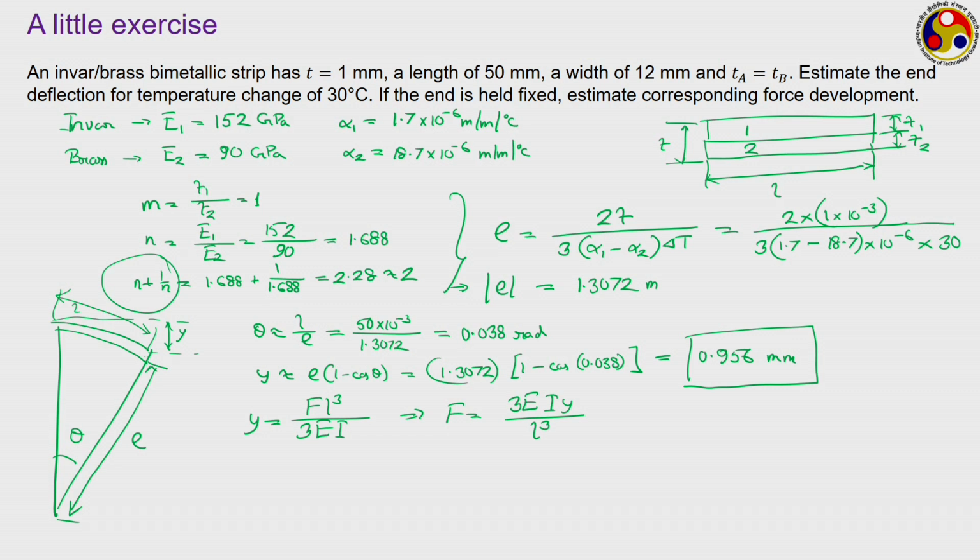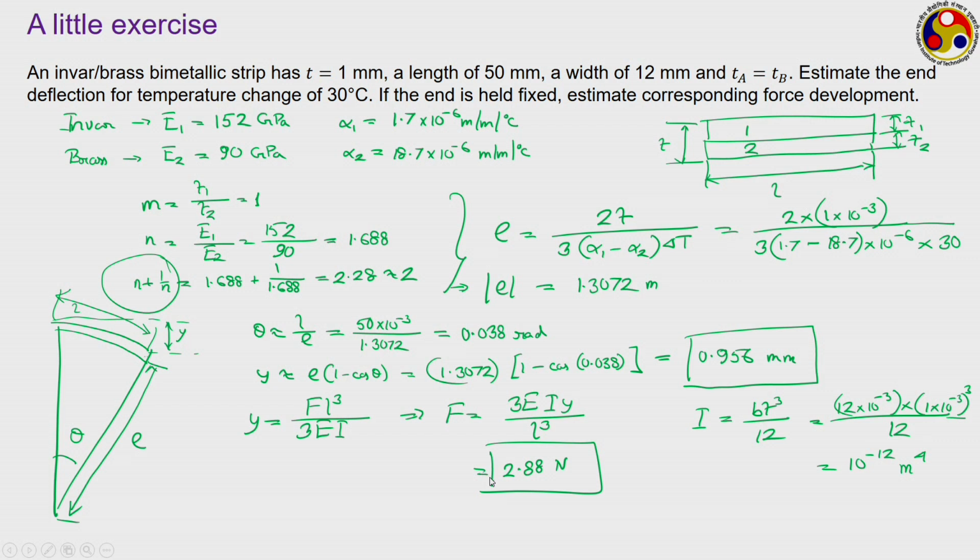L cube. Now, the question is, what is I? I for a rectangular strip is BT cube by 12. The width is given as 12 millimeter, 12 into 10 to the power minus 3, into the thickness, which is 1 millimeter, 1 into 10 to the power minus 3, whole cube, divided by 12. So, 12 cancels out and we get 10 to the power minus 12 meter to the power 4. If we put it back here, then the corresponding value of force comes to be something like 2.88 Newton. So, this is the second result that we are looking for.